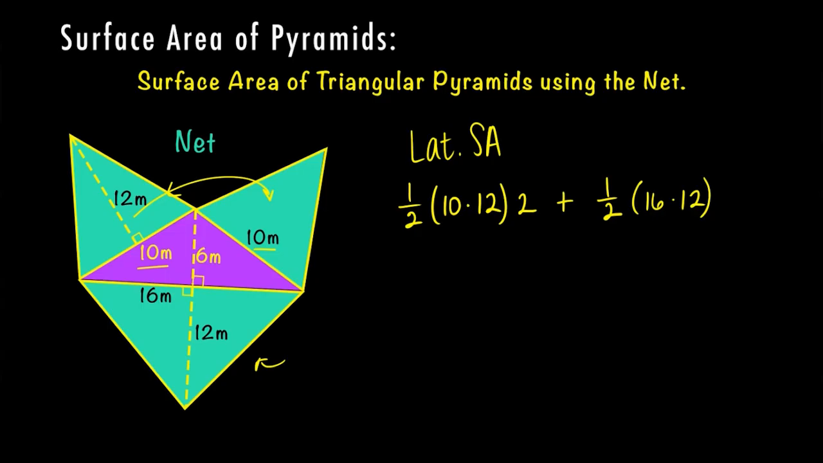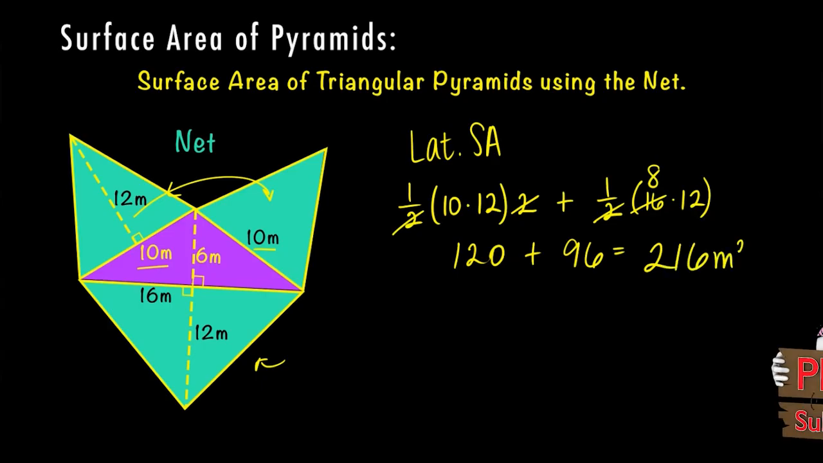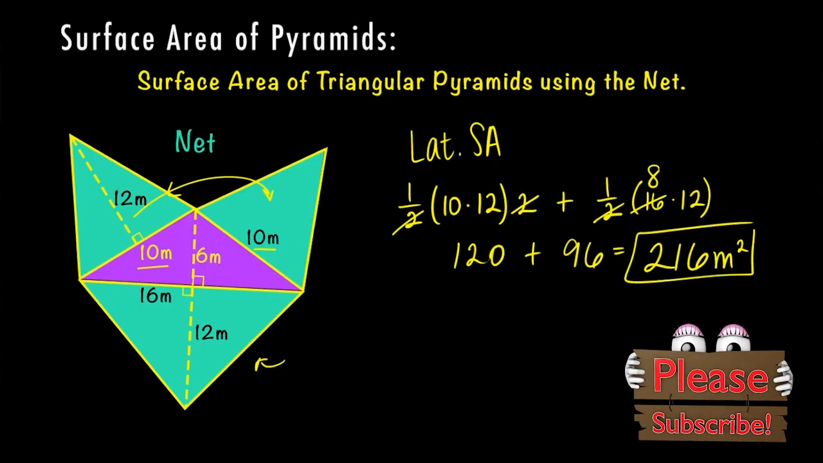So I'm going to go ahead and solve this part and add these together. So I'm going to take half of my 2, which is 1, and then 10 times 12 is 120, plus half of my 16, which is 8, and 8 times 12 is 96, and then I can add these together. So 120 plus 96 is going to equal 216 meters squared. So there's my lateral surface area.